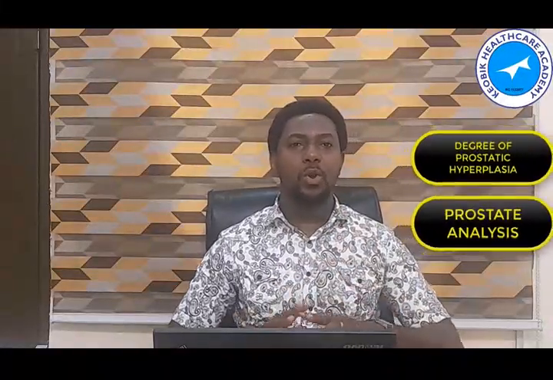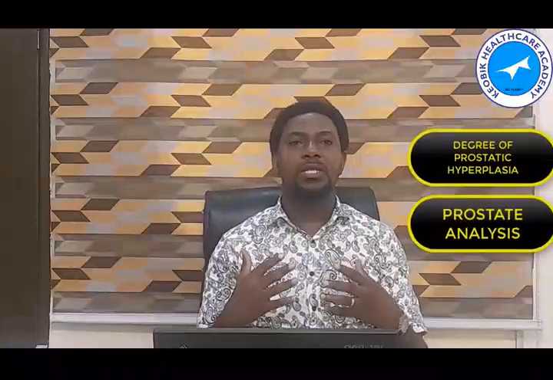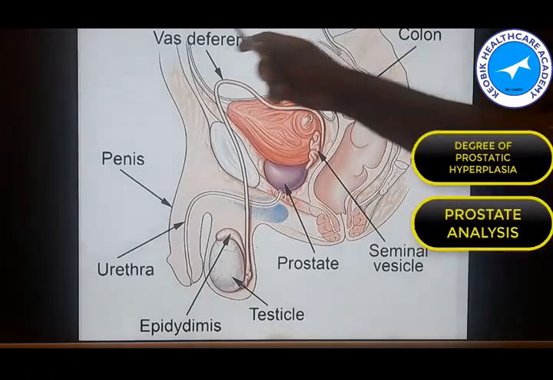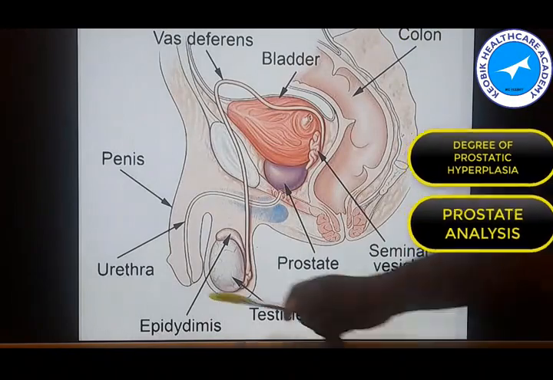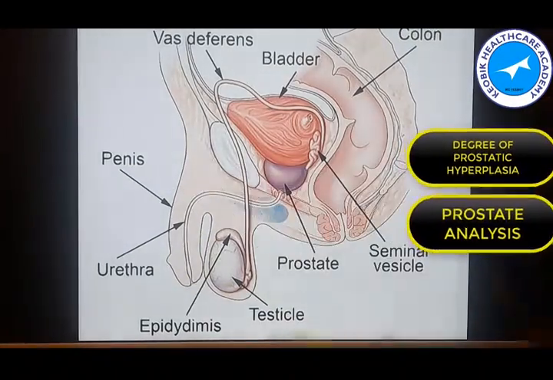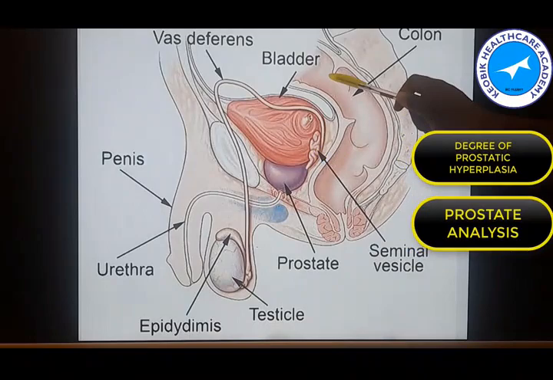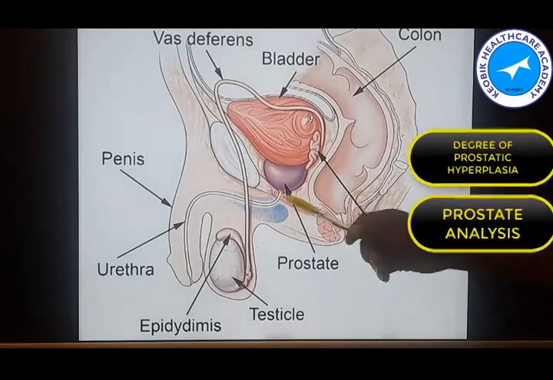I want to first start by showing you an image and showing the location of the prostate before we go into detail, so that you can have an overview and a better understanding of what I'm about to talk about in the QRMA device. So this is the image of the male reproductive organ, and you can see the urethra, you can see the penis, you can see the testicles, you can see the seminal vesicle, and you can see the colon, you can see the bladder, and you can see the prostate gland.